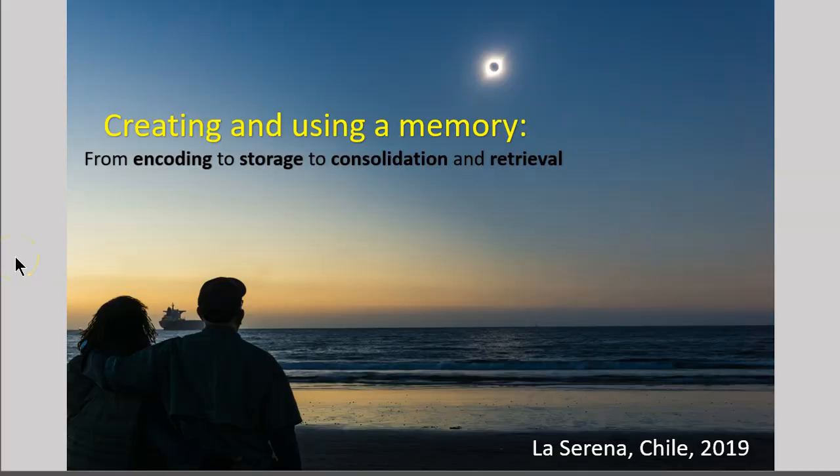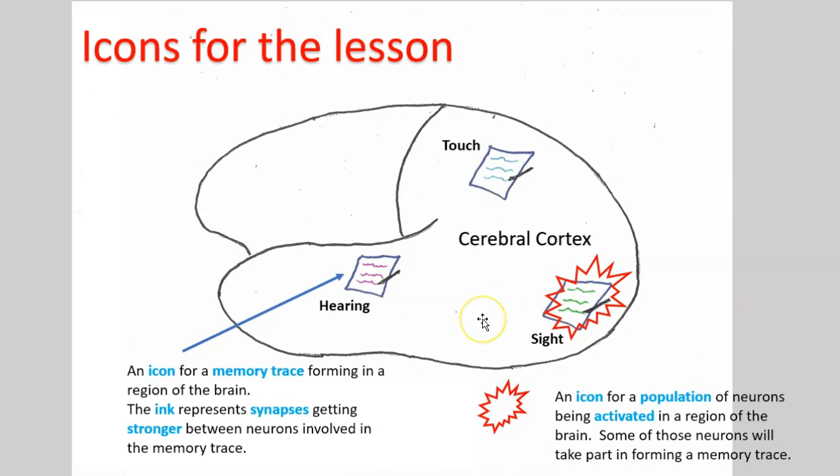So now it's time to go through these processes: encoding, storage, consolidation, and retrieval. And we'll use the example of witnessing a solar eclipse, and we saw that example in a previous lesson. In the remainder of the lesson, we'll need to be familiar with a couple of icons. Here we see the surface of the left side of the cortex, and we've got two icons to take note.